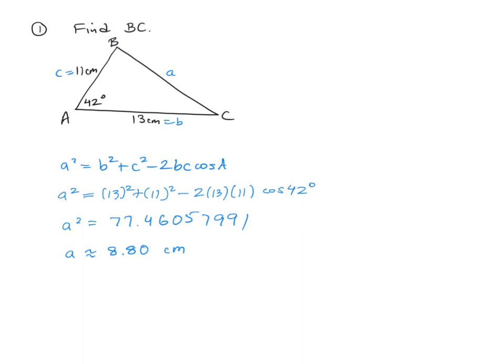Now I want to point something out while you're doing the calculations. You want to be very careful not to do 13 squared plus 11 squared minus 2 times 13 times 11, because the 2 times 13 times 11 has cosine 42 on it. So these two may be like terms, but this one doesn't match because it has cosine 42 and these do not. So this part has to be calculated first before subtracting. Or, if you're going to use a calculator, just type the entire thing in once and let the calculator do all the work.